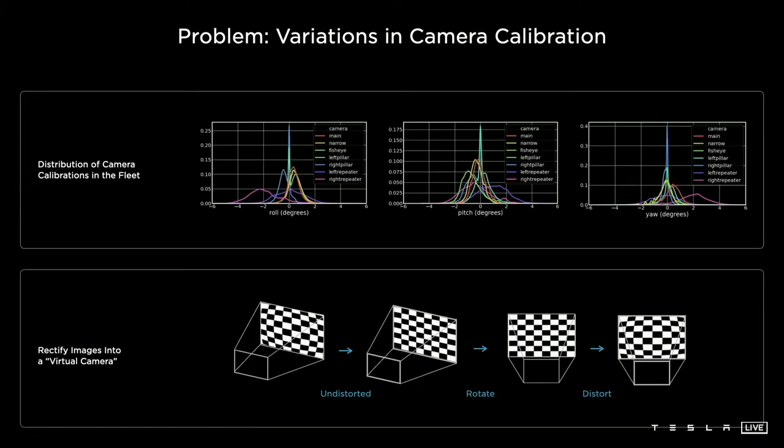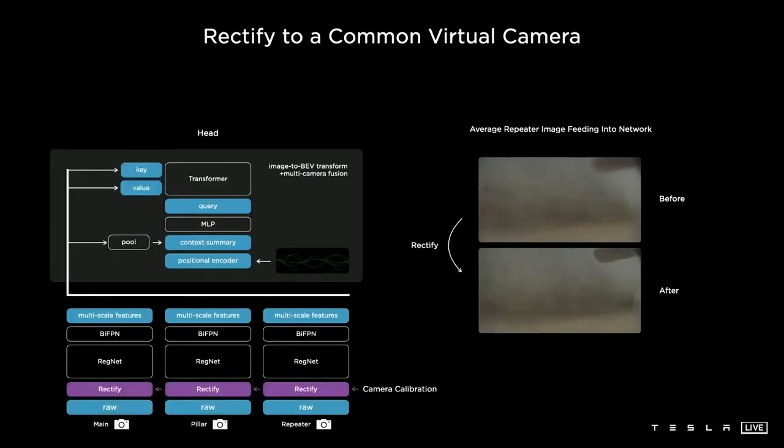But actually, we found that we can do much better by transforming all of the images into a synthetic virtual camera using a special rectification transform. We insert a new layer right above the image, the rectification layer. It's a function of camera calibration, and it translates all of the images into a virtual common camera. Once you do this, it improves the performance quite a bit.